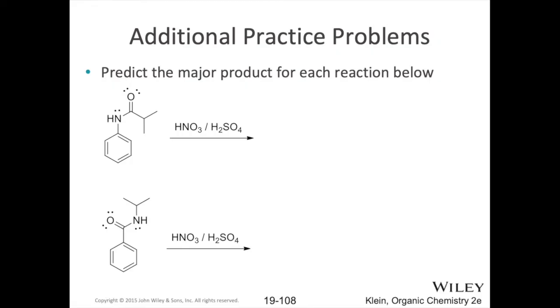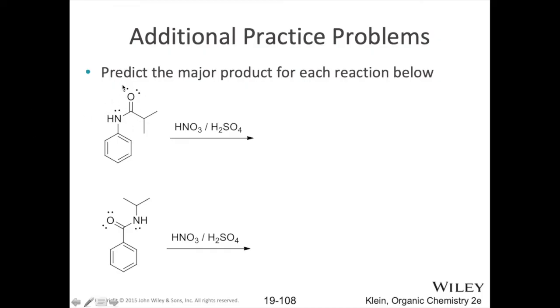Okay, here we have what looks like two near identical reactions, right? So both of these are going to be nitrations, right? We've got concentrated nitric and sulfuric acid. We're going to basically add a nitro group. The question now becomes, what is the directing effect of these groups?